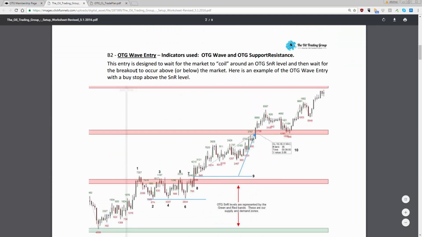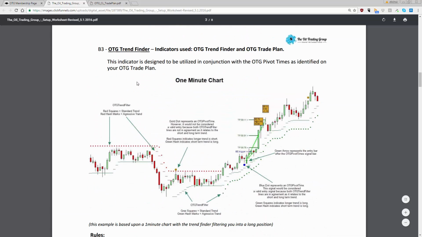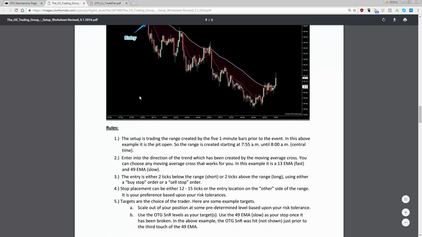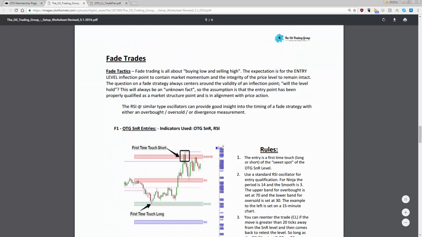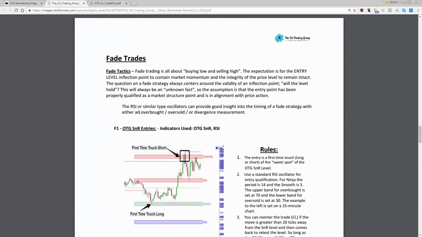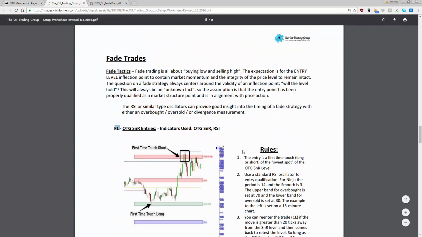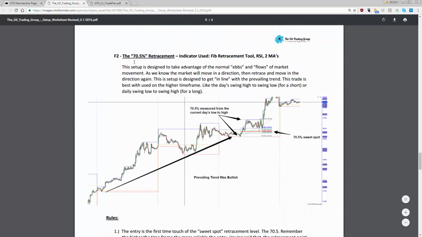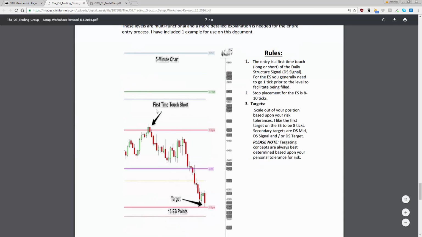Also, you have a breakout 2 tactic, entry tactic. You also have the B3 tactic, which is using your OTG trend finder, and you have the range trade B4 tactic, and then you break the market down again into fade trades. So you have breakout trades and you have fade trades, and it's the same thing. F1 is, and you get the rules and the information on that, your fade trade 2, and then of course you have the F3 market maker level.